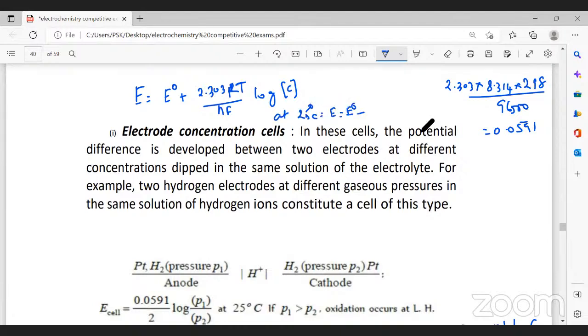When we work out problems based on the Nernst equation, we will understand. This is called the Nernst equation to calculate single electrode potential. We have to learn the Nernst equation for an electrochemical cell also. That Nernst equation for an electrochemical cell will be different. It's a combination of these two cells. We will be learning that in the next class.